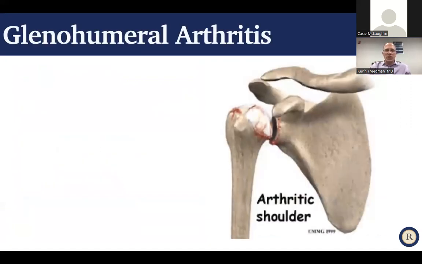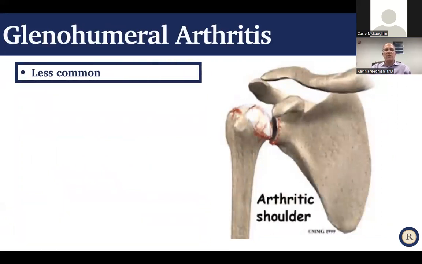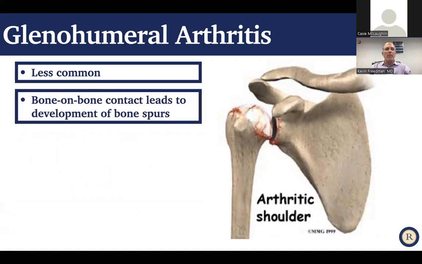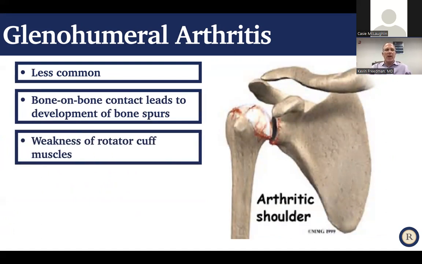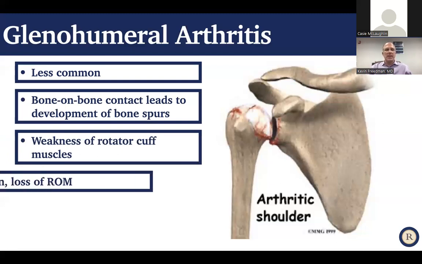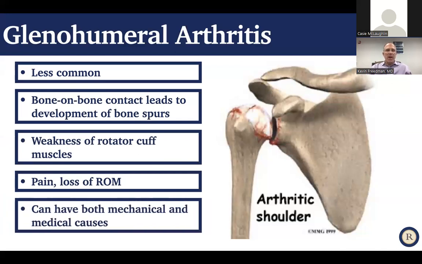Then finally, there's glenohumeral arthritis. Glenohumeral arthritis is wear of the shoulder joint itself. Less common than other weight-bearing joints, but we do see plenty of shoulder arthritis in a shoulder practice. Bone-on-bone contact leads to development of bone spurs and pain. You can get weakness of the rotator cuff muscles, usually secondary to this. And there can be pain and loss of motion. This can have both mechanical causes, again, wear and tear, prior surgery, or potentially medical causes.